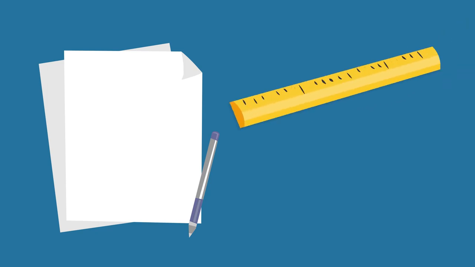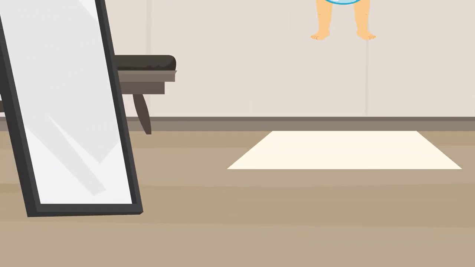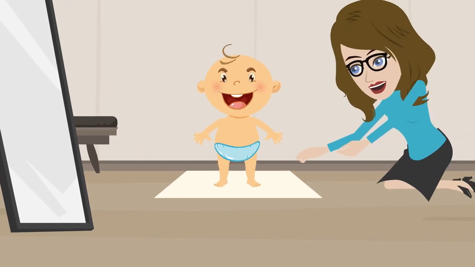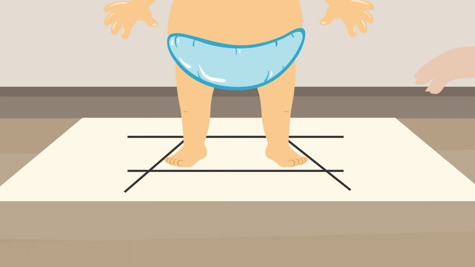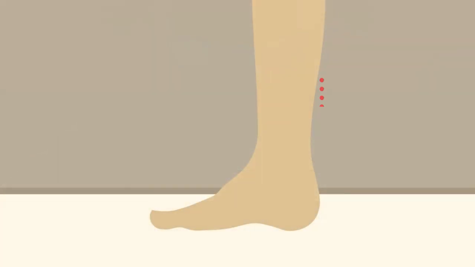Make sure that you have a piece of paper and a ruler or tape measure to hand. Firstly, find an appropriate room that has a hard, flat surface, and then stand your little one onto a piece of paper. Make sure that their feet are as flat as possible and not arched. Then, mark next to their heel and big toe.